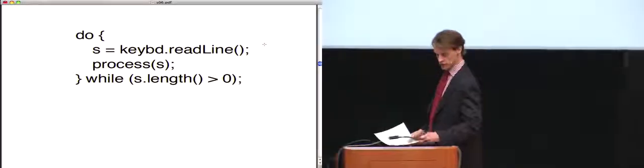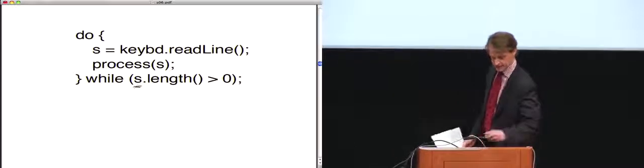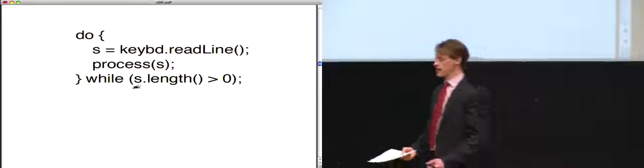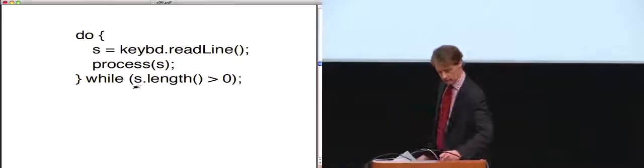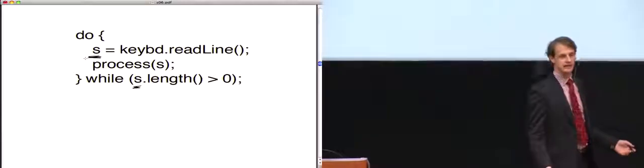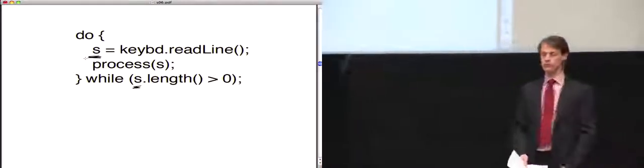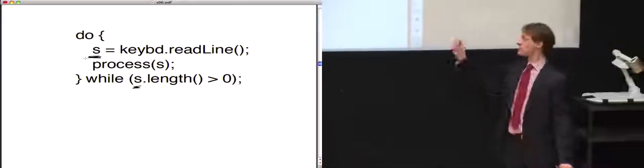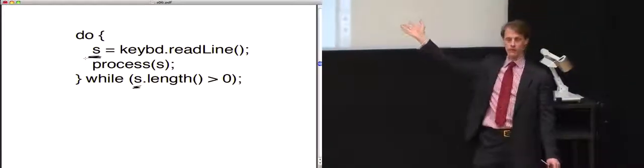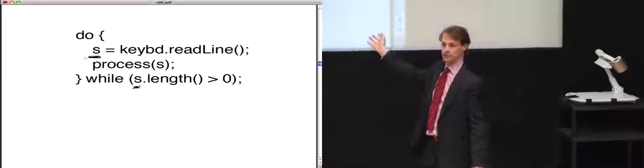So here the loop condition depends on s. It depends on the value of s. But we don't even get s until we run the loop body and read s from the keyboard. So it makes no sense to test the loop condition before you do an iteration of the loop and actually read something from the keyboard. Then you can test whether the thing read from the keyboard was an empty string or not. And if it's an empty string, we stop.